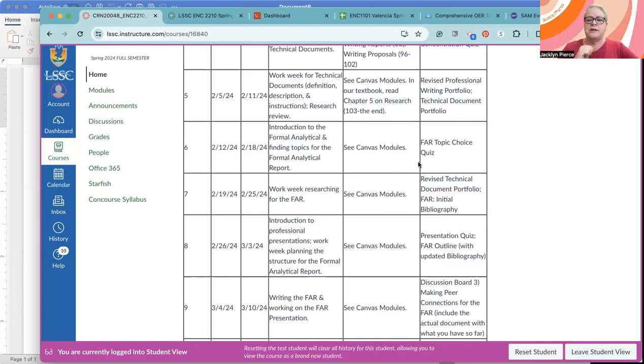Next week, you're going to give me your initial bibliography where you're going to share your research. The week after that, you're going to have an outline with an updated bibliography and so on and so forth. So as we go through the next few weeks, you are doing pieces, you are planning, you are doing the writing process on your formal analytical report.